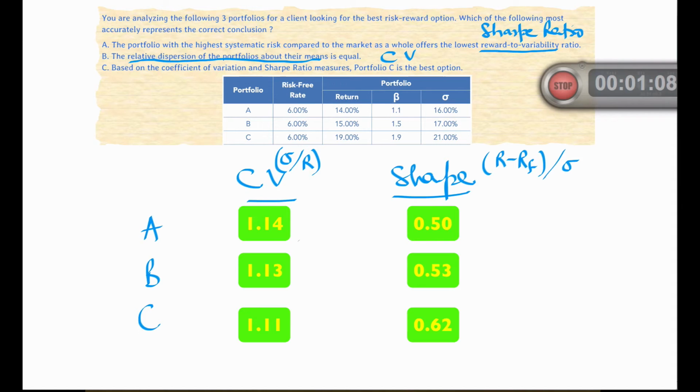Now it turns out that portfolio C has the lowest coefficient of variation and the highest Sharpe ratio. So with that, let's look at the options. A states that the portfolio with the highest beta, which is portfolio C, offers the lowest Sharpe ratio. That's incorrect. B states that the coefficient of variation of all the portfolios is equal. So C is the correct answer, and it states that portfolio C is the best option.